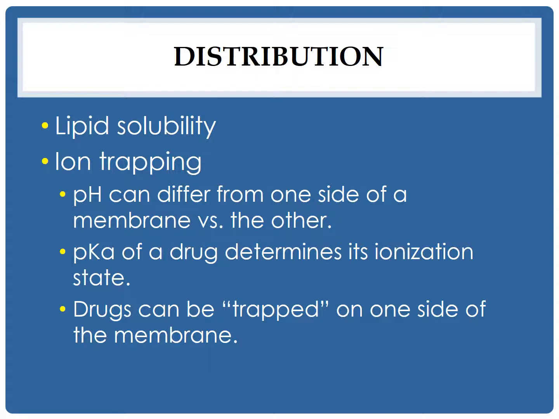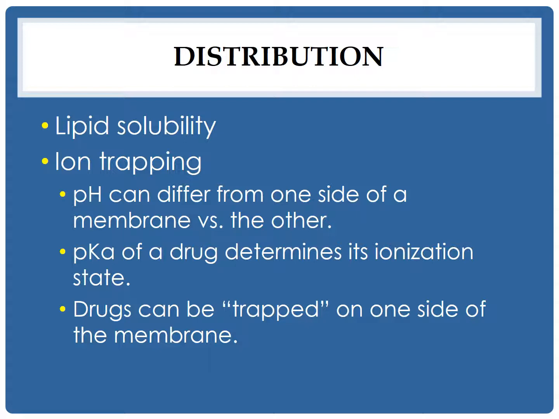The distribution of a drug is just discussing where the drug concentrates. It tends to concentrate in specific places. We've already discussed lipid solubility as a factor in whether a drug can diffuse across membranes or not. This also affects whether a drug would accumulate in fat. And then ion trapping can occur where there's different pH. The fluids on different sides of the membranes have different pHs.